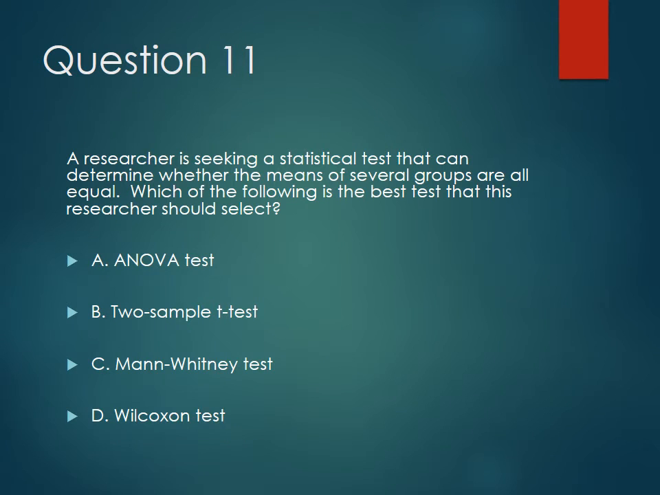All right, a researcher is seeking a statistical test that can determine whether the means of several groups are all equal. Which of the following would be the best test this researcher would select? You want to do ANOVA? Why? Several groups, right? If it was two groups, yeah, I could potentially use a t-test. So a two-sample t-test, when would I use that?